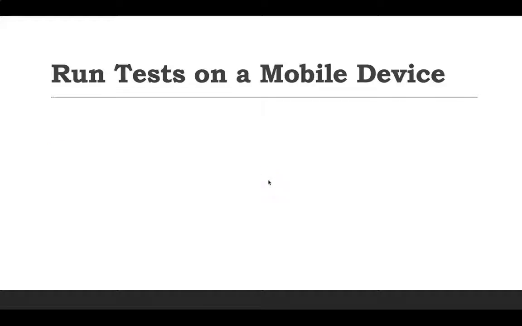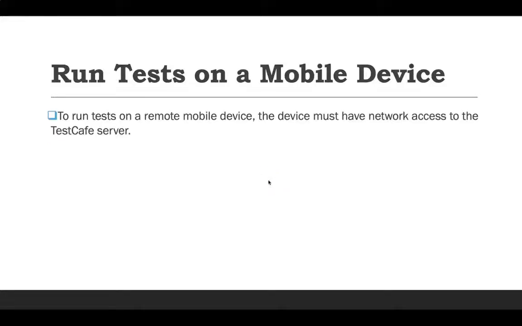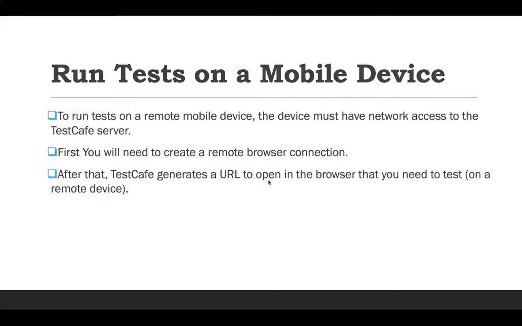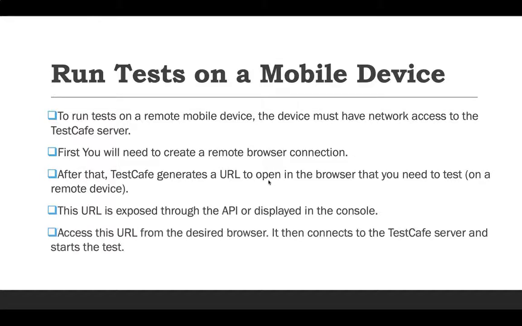Run tests on a mobile device. To run tests on a remote mobile device, the device must have network access to the TestCafe server. First you need to create a remote browser connection. Then TestCafe generates a URL to open in the browser that you need to test on a remote device. This URL is exposed through the API or displayed in the console.